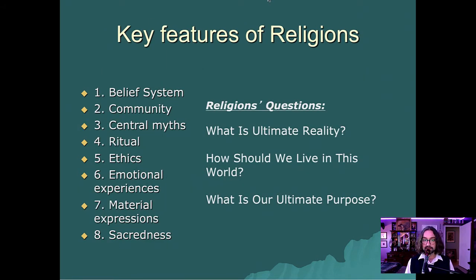Whenever we study a specific religion, we can always study it from different lenses and viewpoints. And these are the key features of different religions. Religions generally involve a belief system, a community, central myths, prescribed rituals, a certain ethical code or ethical norms or laws, various emotional and numinous experiences, material expressions of those religions, such as temples or other key artifacts to be used in a religious context, and of course, a defining sense of sacredness for that religion.